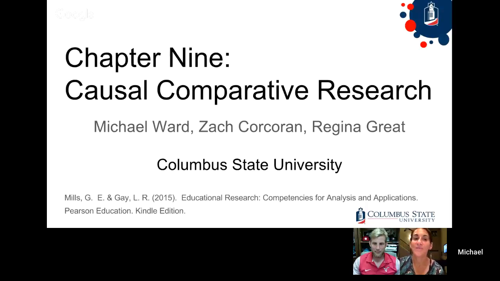In this group, we have Chapter 9. We are going to be talking about causal comparative research. The three speakers will be myself, Regina Great, Michael Ward, and Zach Cochran.